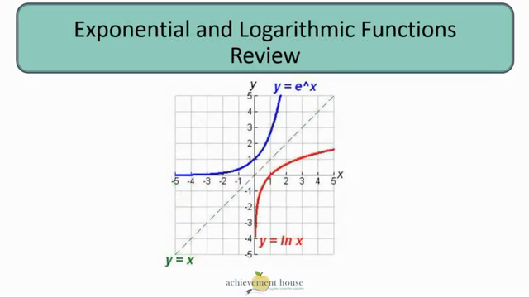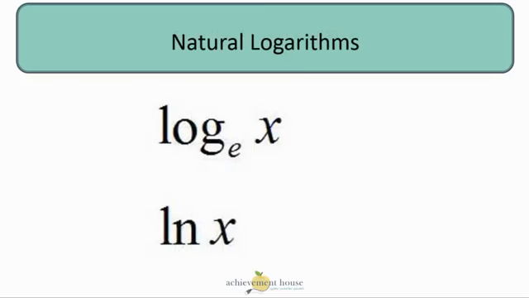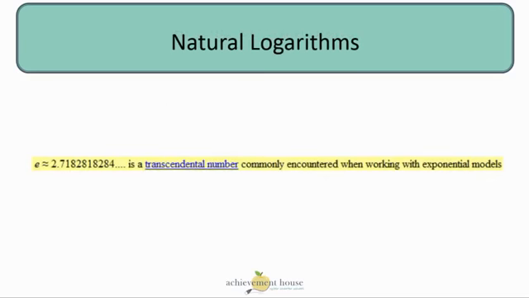And then we talked about the natural log, which is log base e of x. And we talked about how the inverse for the natural log is e to the x. And here are those two graphs. Again, log base e of x is written as the natural log, or ln of x. And e is a transcendental number that is commonly encountered when working with exponential models. So e is used as a base in many models to describe exponential growth or even exponential decay.